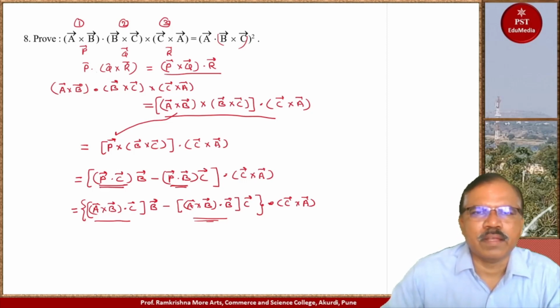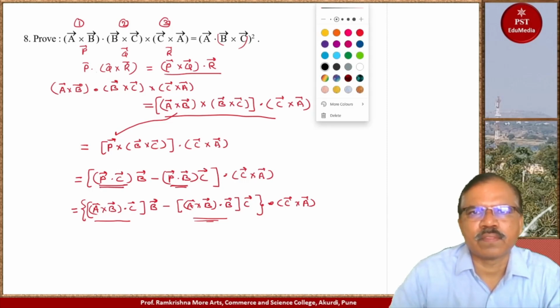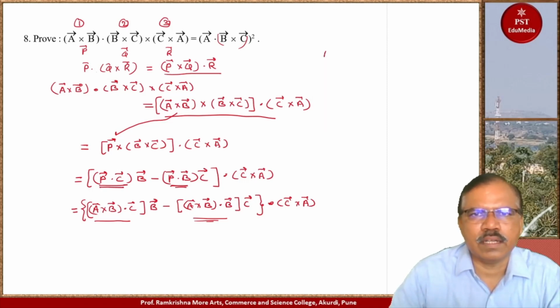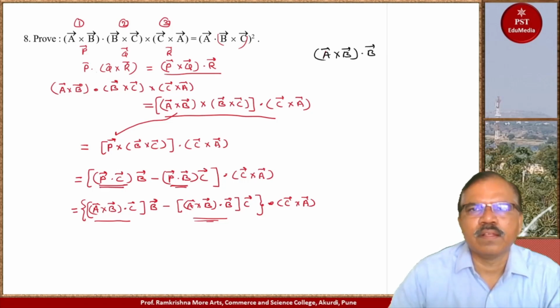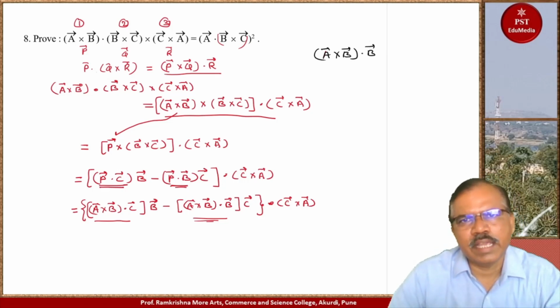Now see here, A cross B dot B. This is what? Scalar triple product.